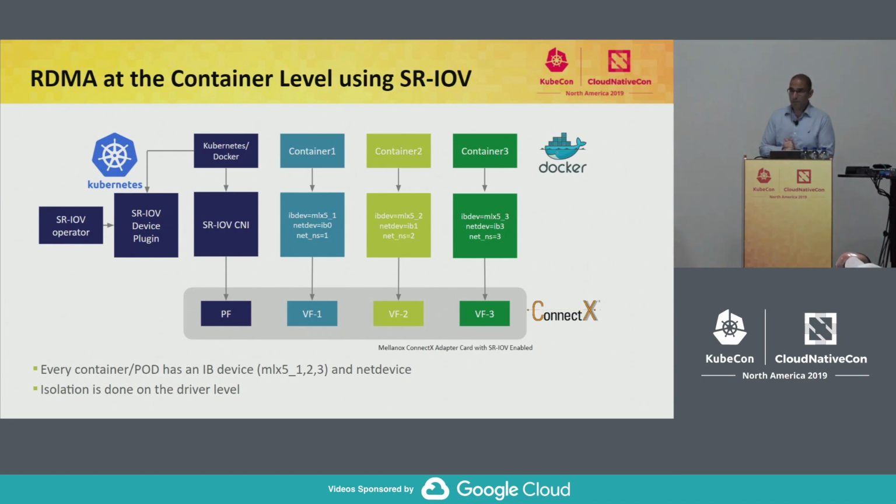From a container perspective, when the SRIOV device and a CNI plugin are activated, the container will see both an RDMA device, this is the IBDev that you see here, as well as a net device under the namespace of that container, and will get a slice of the NIC as part of the SRIOV interface.